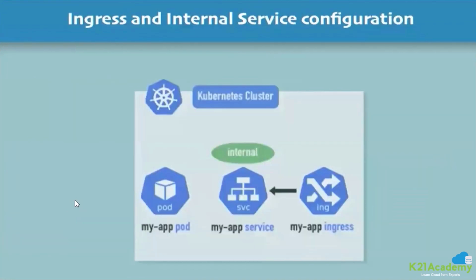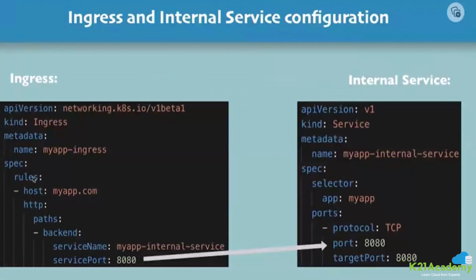Then comes the ingress and internal service configurations. If you have an application, my app, running here and exposed on my service, the ingress controller will forward traffic to the internal service, and the internal service will forward traffic to your pod. There is a definition for this. So, ingress and internal service configuration. For one, you can see here, in this case, I have definitions.